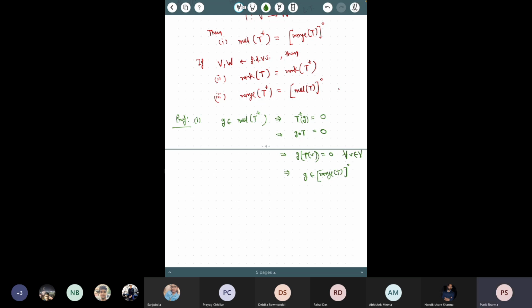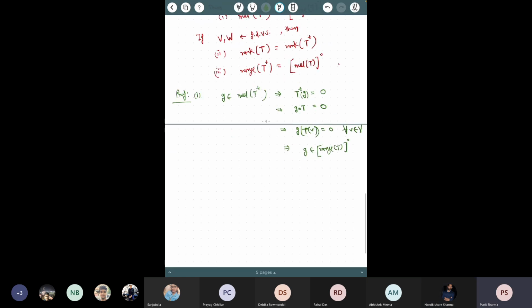Okay. So this is one way. Now first check whether the other direction is also true. Let's say I take G belonging to the annihilator of the range of T. Then what does it mean? It means that G of TV equals 0 by definition for all V, if G belongs to the annihilator of the range of T, right? Is it true? Can I go from here to here? Yes, sir. So this is also true.